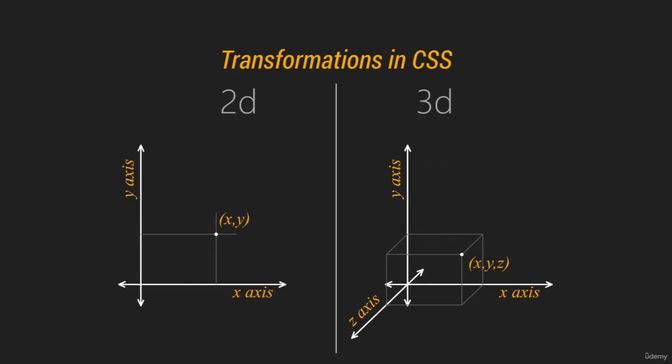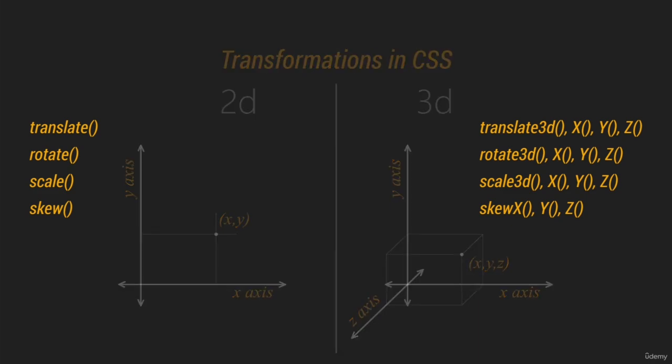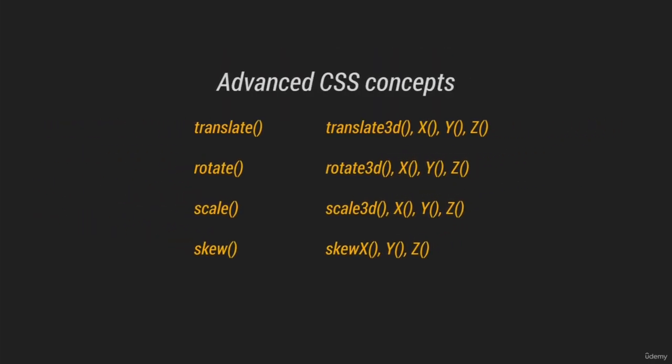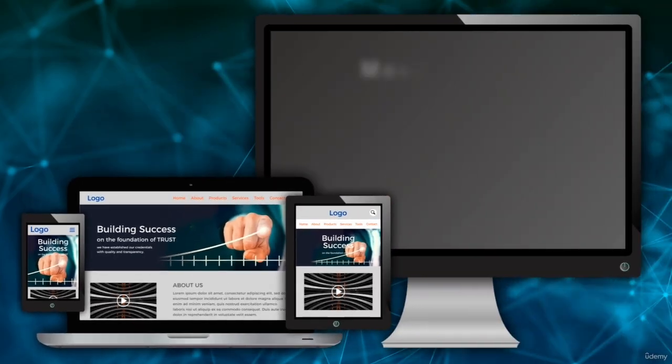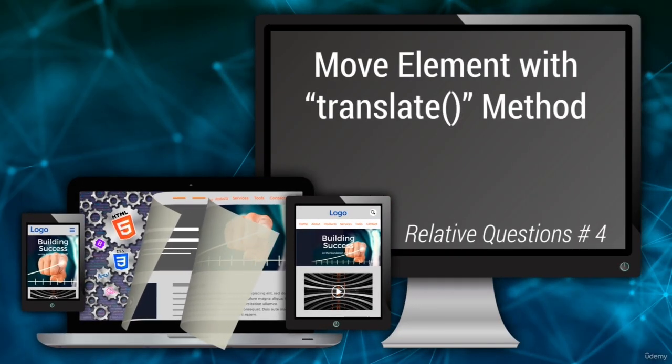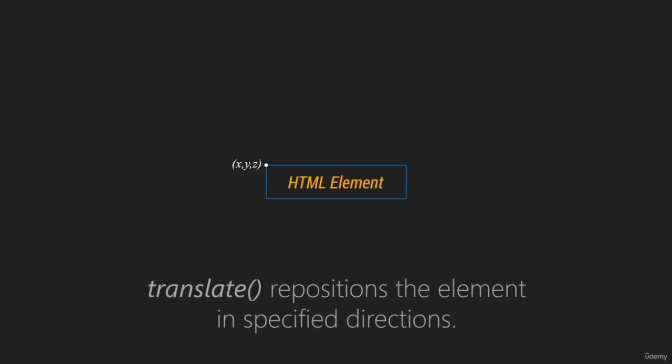Both of these transformations share similar methods and functions for creating 2D and 3D shapes. All these are considered as advanced CSS concepts which we will now learn in this section. Using the translate function, you can move any element or text from their original position to any other x, y or z coordinate without affecting other HTML components. So basically it repositions the element in horizontal or vertical directions.